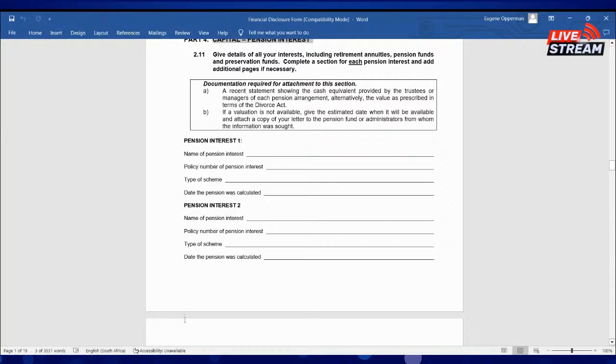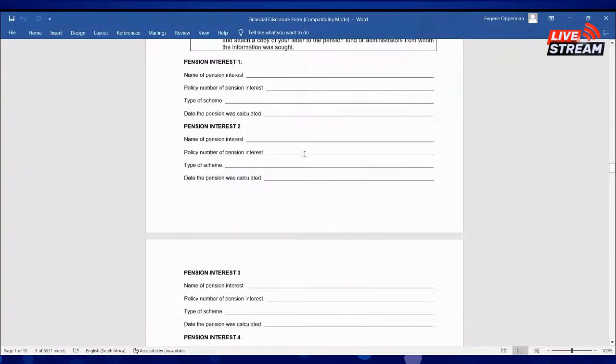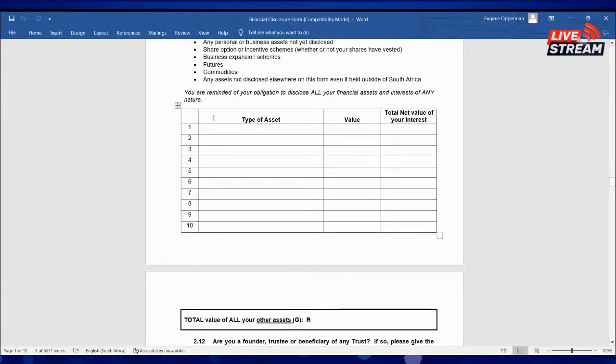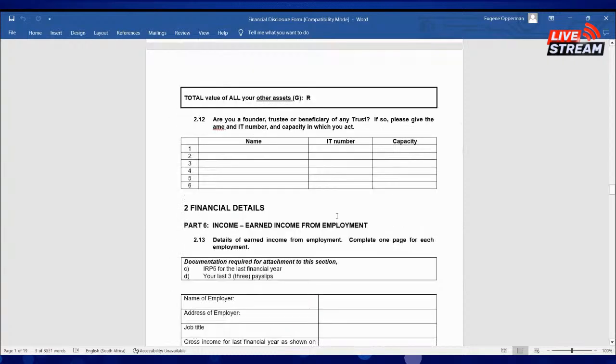So if you have all these details ready now, then you would not have any trouble in the future if there is need for an enforcement of a maintenance order, that you have all those details. So if you can get these details now under oath, then you should be well away. Other assets, yes. Commodities, shares in business schemes or shares in gold, those could all be included there.